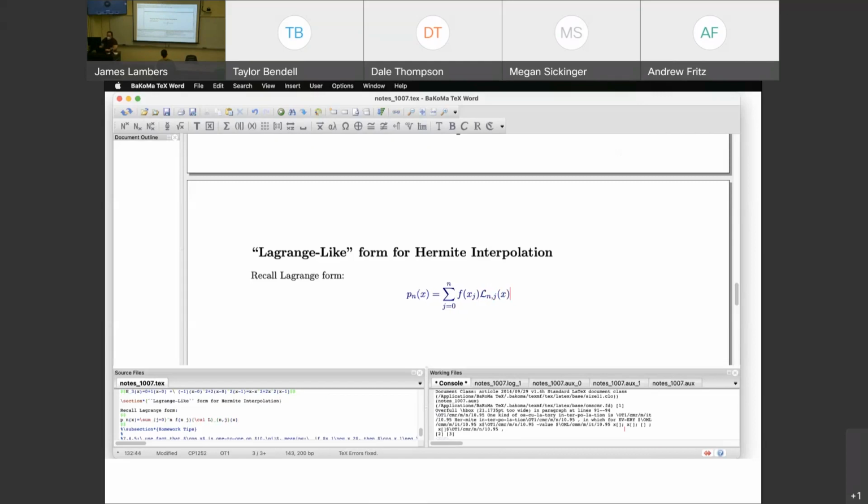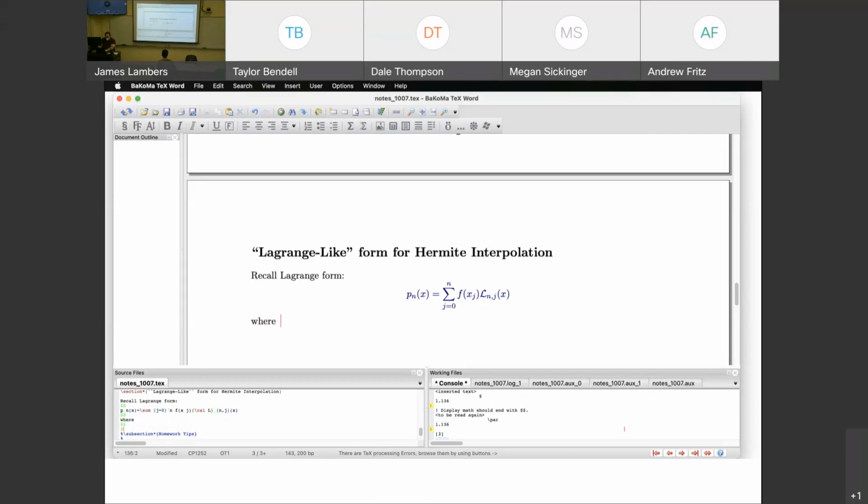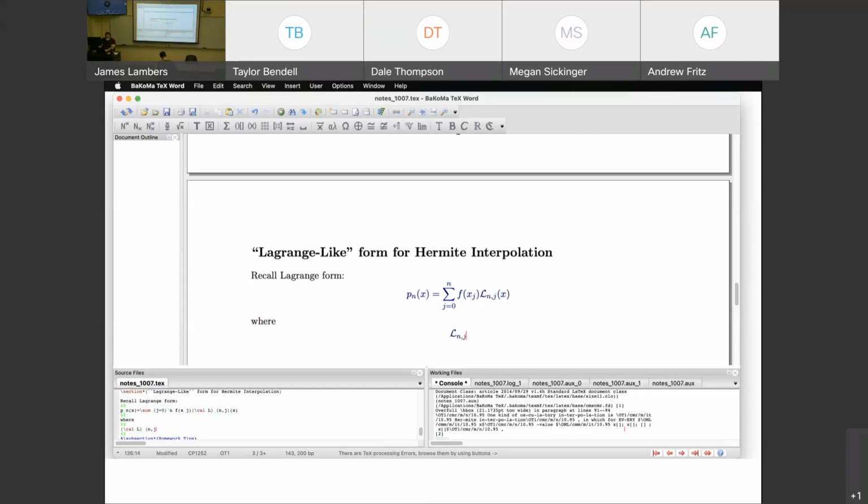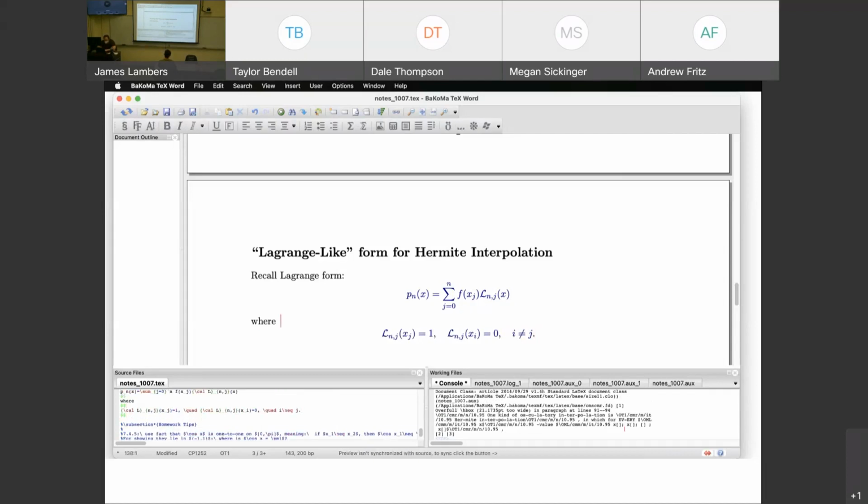Okay. And the Lagrange polynomials have these key properties. If I take polynomial j and substitute in xj, I get 1. And if I substitute in any other x value, then I get 0. All right. So, what's the corresponding form in the Hermite case?